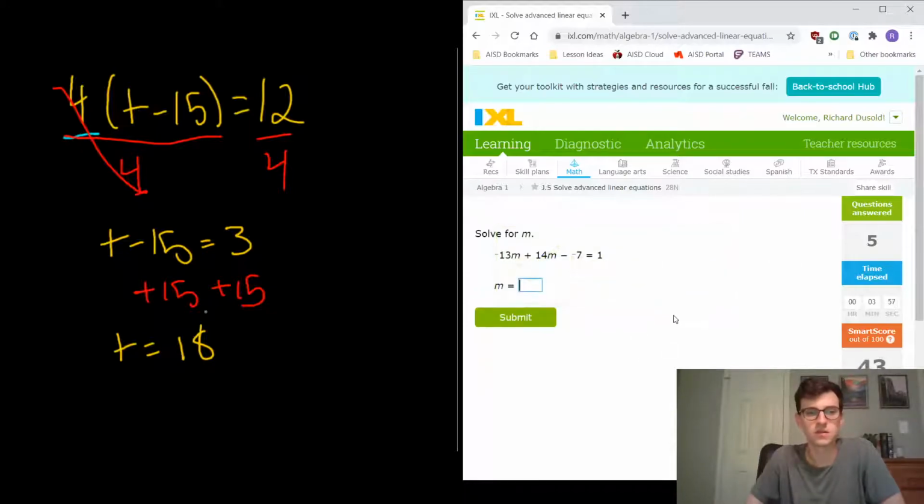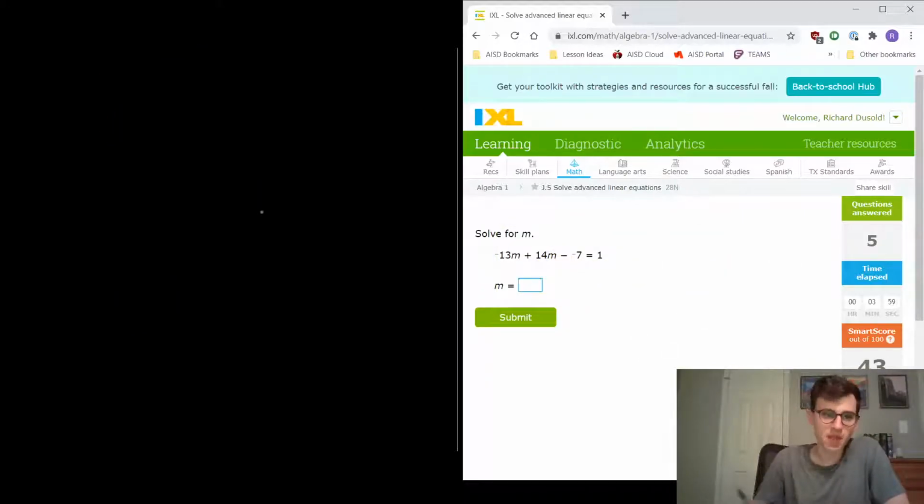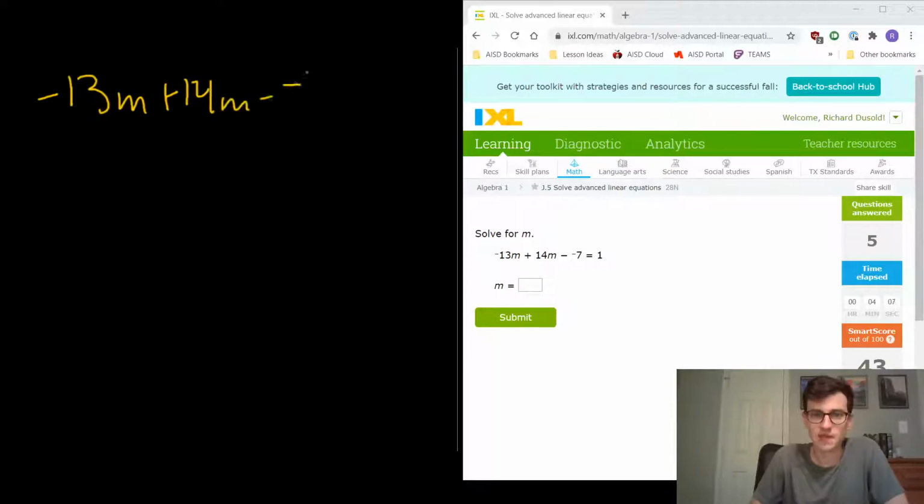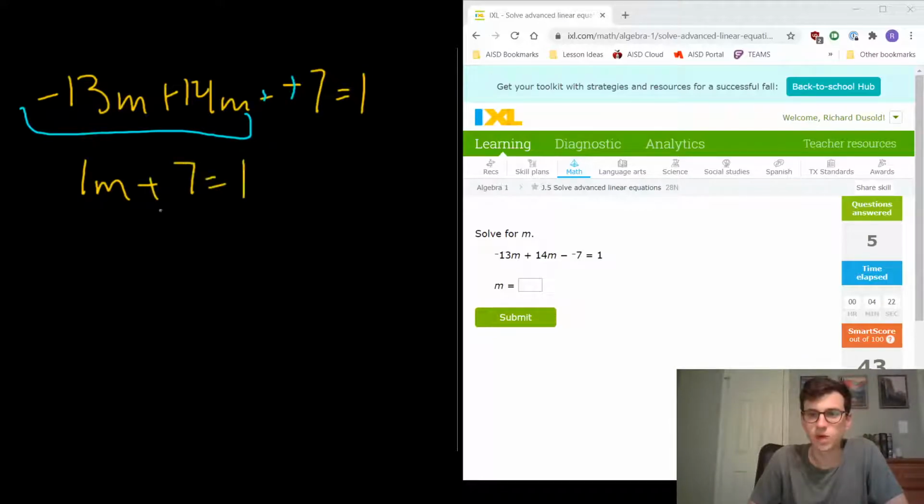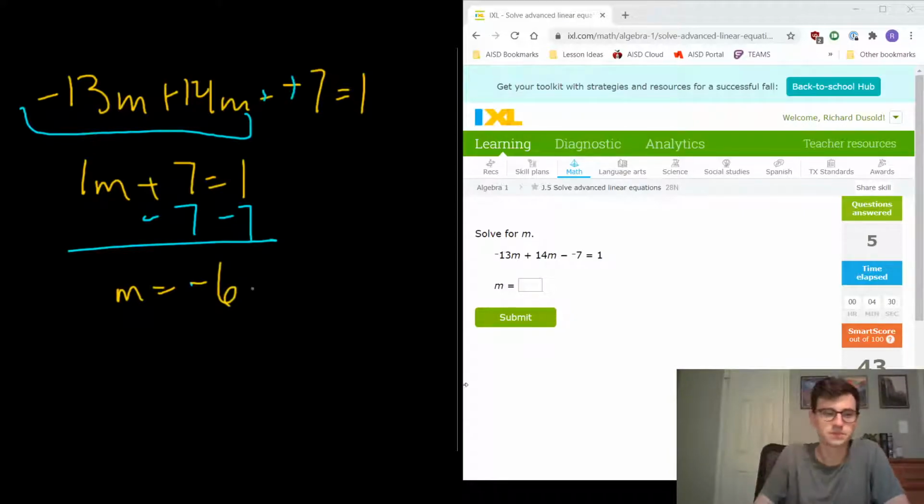Okay, negative 13m plus 14m minus negative 7 equals 1. Again, first thing I'm noticing, I need to combine these like terms, and I have minus a negative. So negative 13 plus 14 is just 1m, or m, plus 7 equals 1. Subtract 7 from both sides. 1 times m is m equals negative 6. So combine those like terms and do what you need to do.